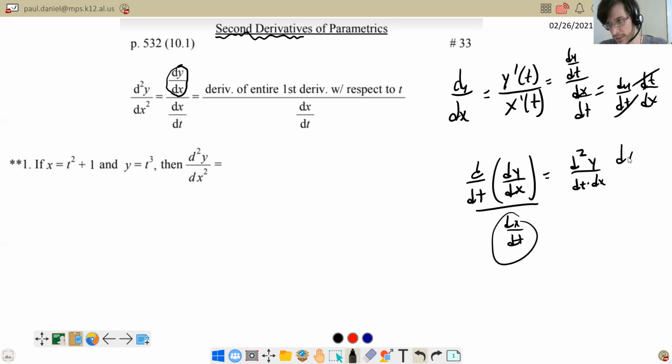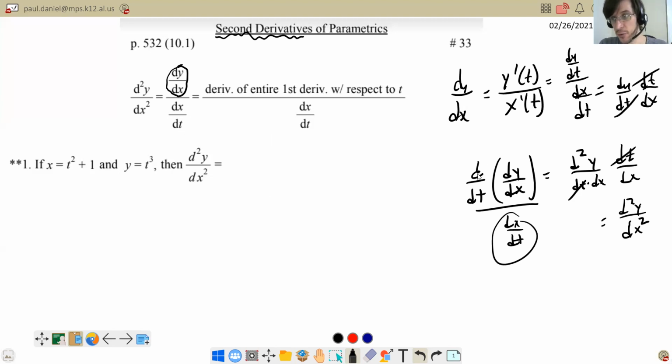The reason why is because that'll let me multiply by the reciprocal, so dt over dx. The dt's cancel, and look at that. We end up with d2y over dx times dx, or dx squared. So there it is. That's why this derivative is set up this way. We're going to take the derivative of the entire first derivative with respect to t, and then we're going to divide it by dx/dt.